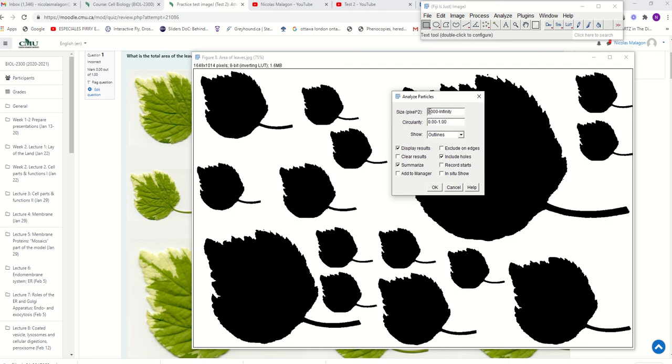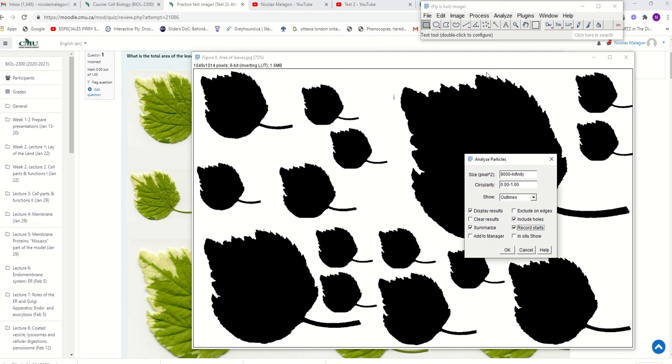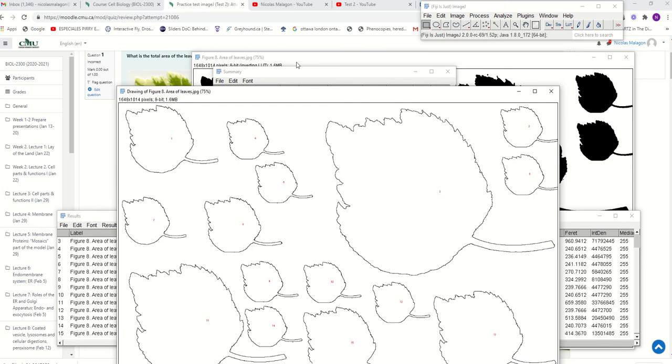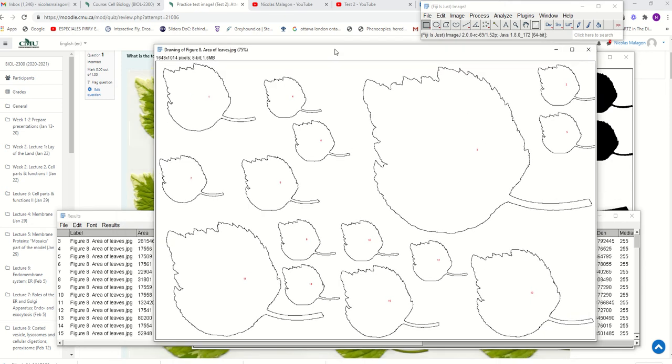So if this is the lowest measurement, you are sure that the smallest one of those will be around 9,000. And in that way you can make sure that you avoid measuring these artifacts that don't belong to your measurements. Then you go okay, and here you have your 15 measurements right away.